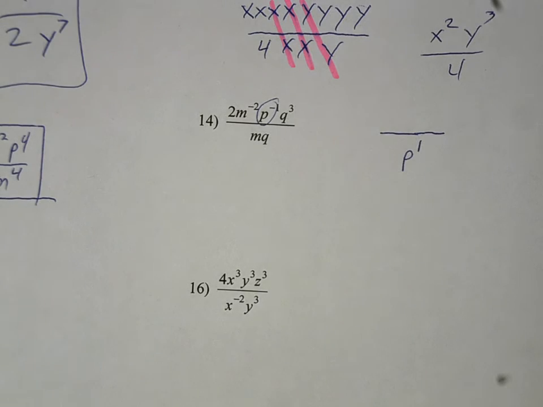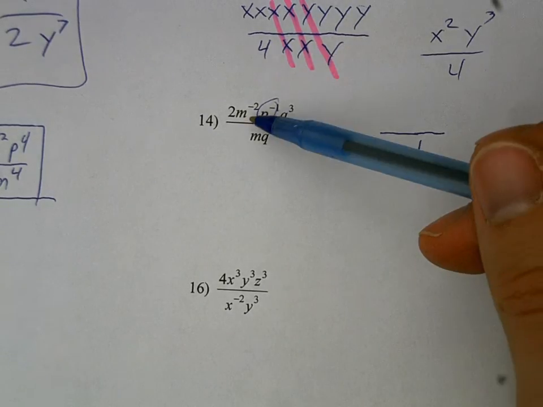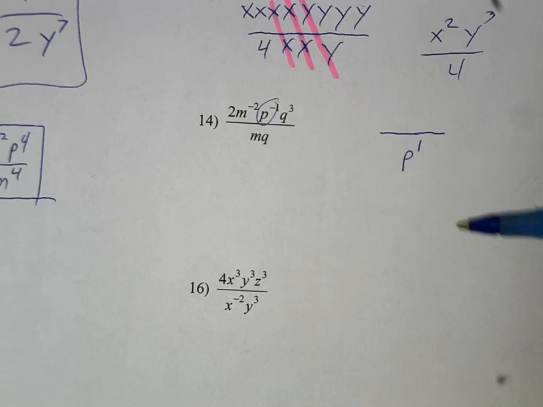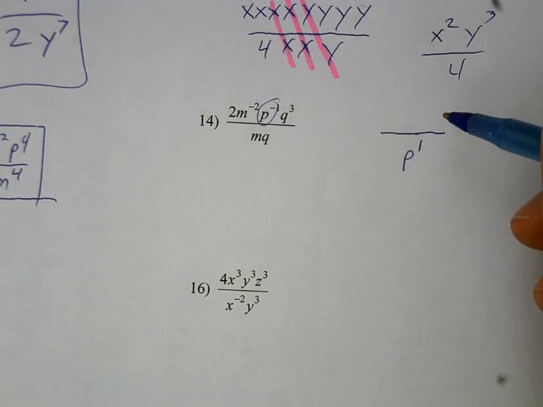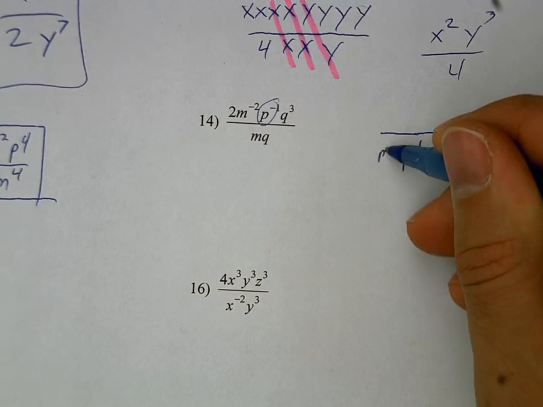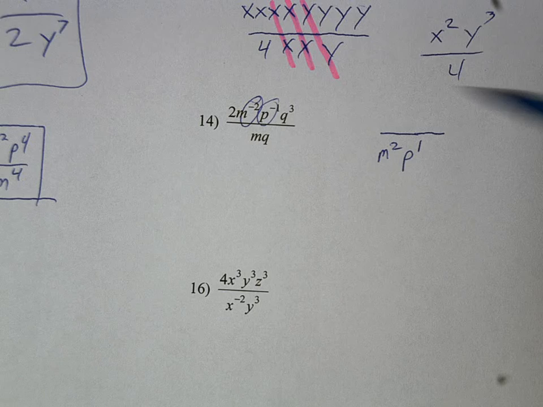Let's get another one. Caitlin, do you see any more negative ones? The negative 2. Okay, so that's for the m, right? Yeah. Okay, so what do I do with that m to the negative 2? Put it on the bottom. Yep. So m squared, that one goes on the bottom.